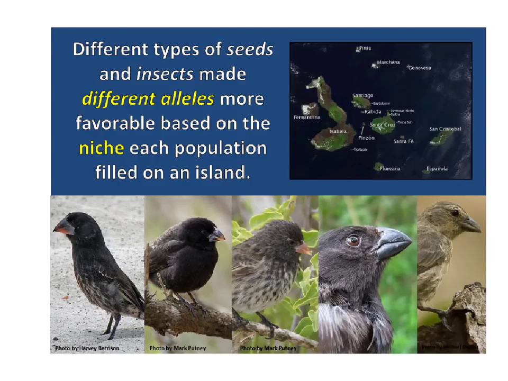Different types of seeds and insects made different alleles more favorable based on the niches each population filled on an island. So again, remember, this is one type of finch that migrated out to an island, but the islands all have these different types of seeds and foods, so the birds are having to adapt their bodies to fit the food source. Again, different types of seeds and insects made different alleles more favorable based on the niche each population filled on an island.